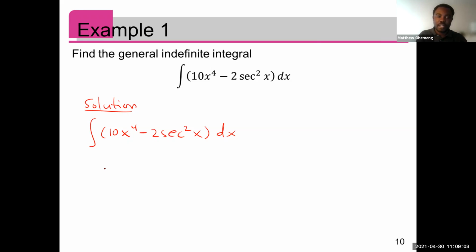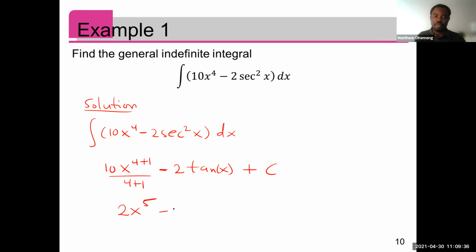For the first part, 10 is a constant, ignore. For x to the power 4, we use the power rule for antiderivatives: add 1 to the power and divide by the result. Then minus, for the secant squared, we already saw that the antiderivative of secant squared is tan, so that's just tangent of x. But when you get here, you're not done. This is not a definite integral, so it's not going to be a number. You must add your c. Simplifying, 4 plus 1 is 5, and 5 goes into 10 two times. So you have 2x to the power 5, minus 2 tan x, plus c. And that will be a solution.